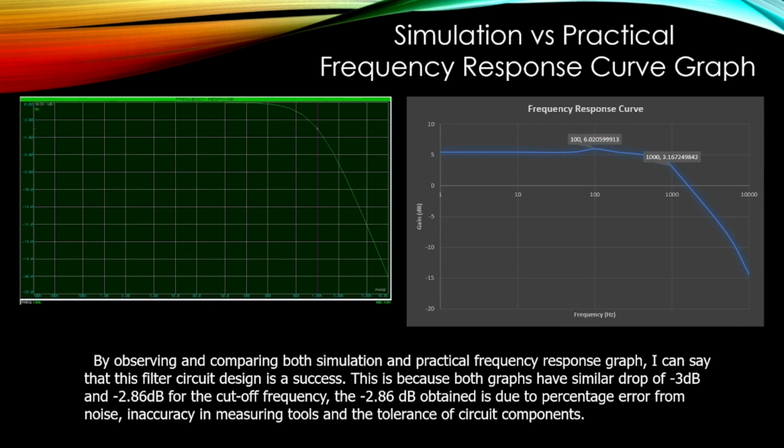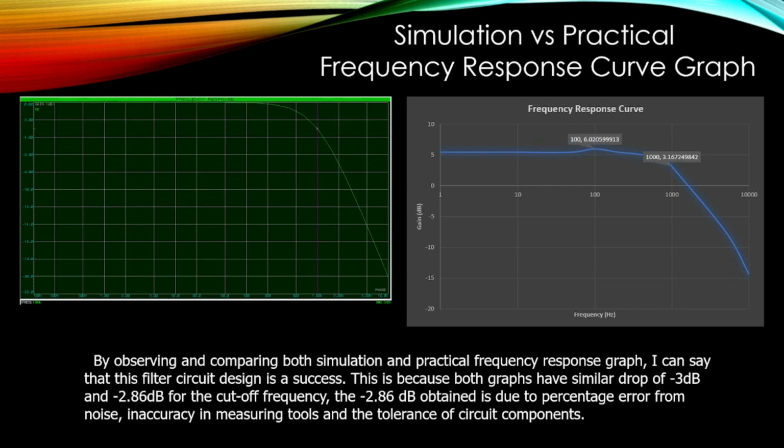In this slide, you can see the comparison between the simulation and practical frequency response curve graphs. For simulation, I got a gain of -3 dB, which is similar to the ideal situation. For practical, I got a gain of -2.86 dB, which is still close to the ideal case. So I can say that this filter circuit design is a success.